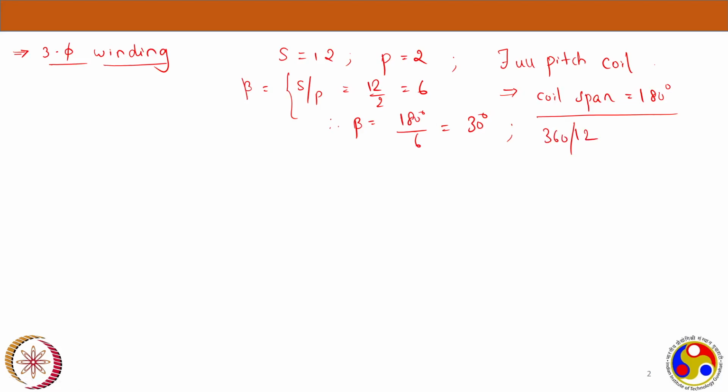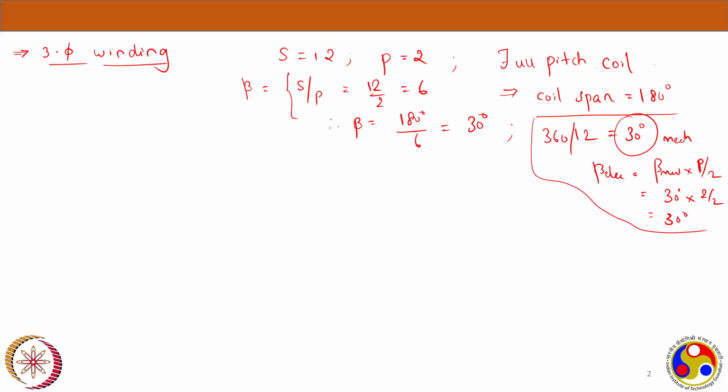You can calculate how much is 360 by 12. Yes, 30. This is beta mechanical. Now beta electrical will be beta mechanical into pole pair. Here we have a two pole machine. So 30 degrees into 2 by 2, that is 30 degrees. So even this way we got beta equal to 30 degrees only. So that's how we will calculate the slot pitch.